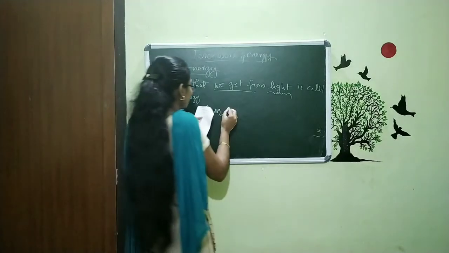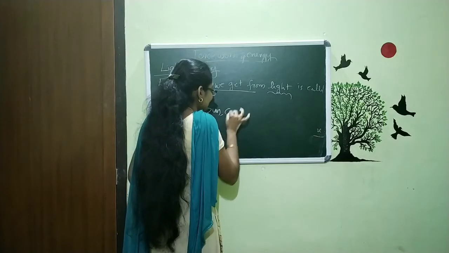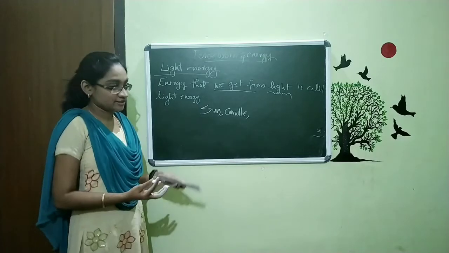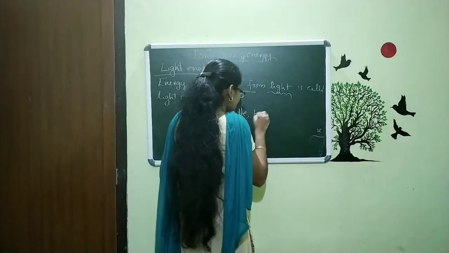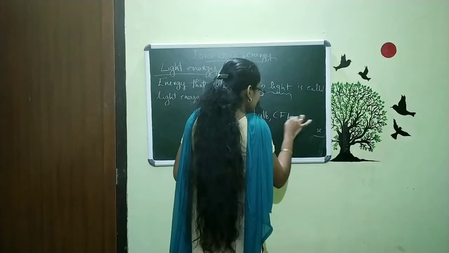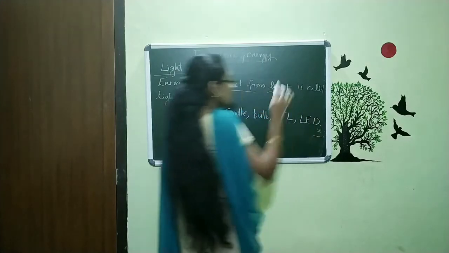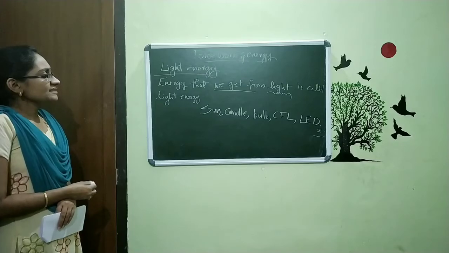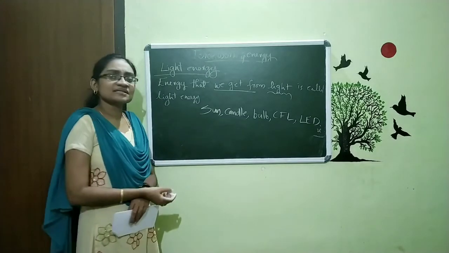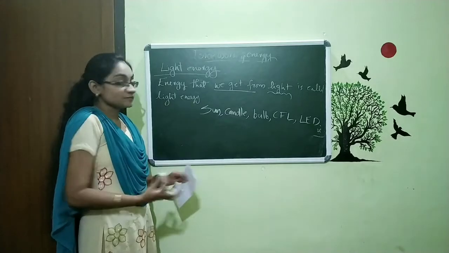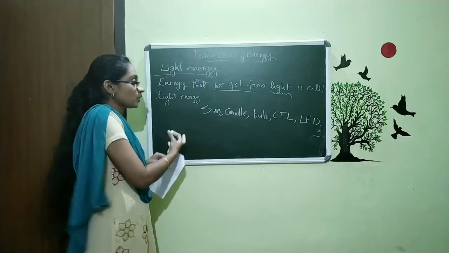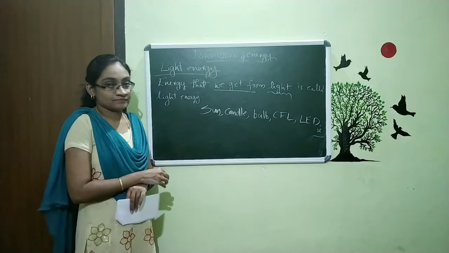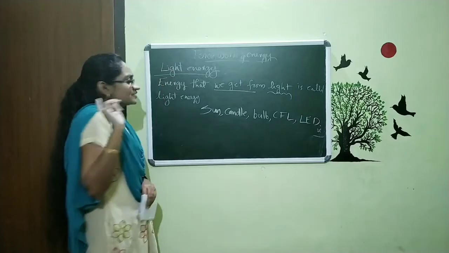The next is this: when we burn a candle, there also light energy is produced. We can see light. So candle, then bulb, CFL, lamp, LED, all these things are producing light or light energy. And what is this light energy doing? We are seeing objects. You can see this paper, this board, these letters, all by the help of light energy.